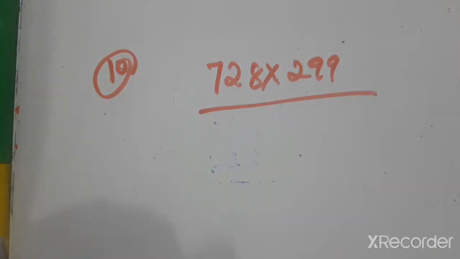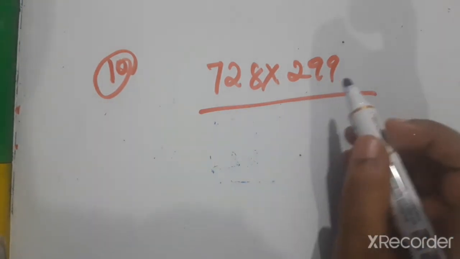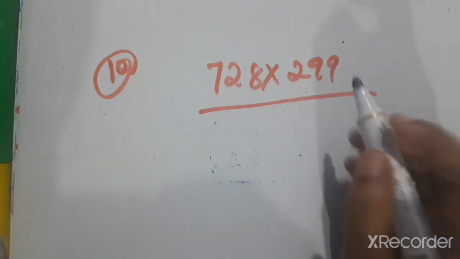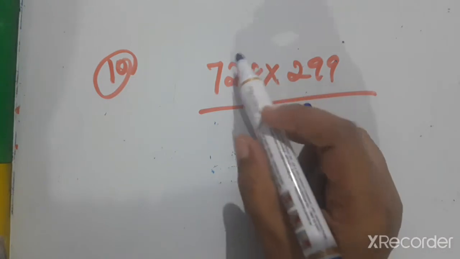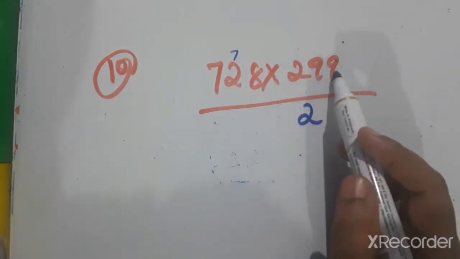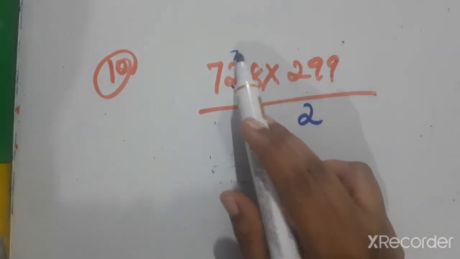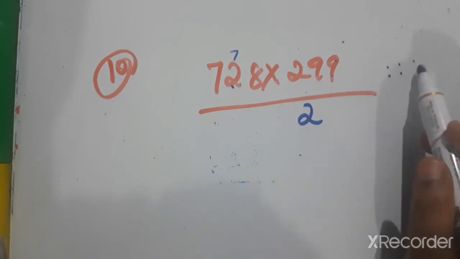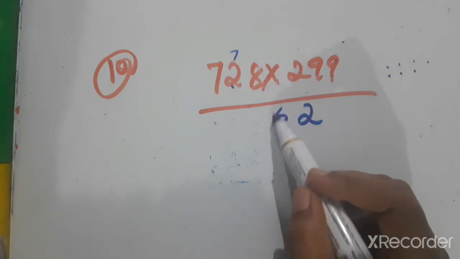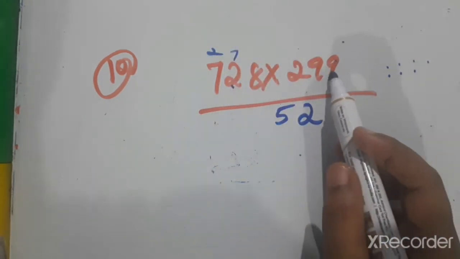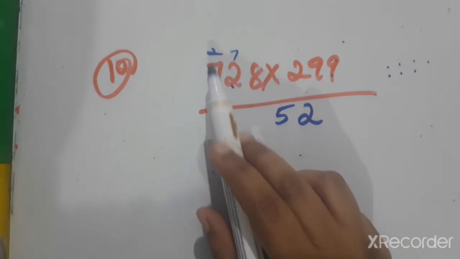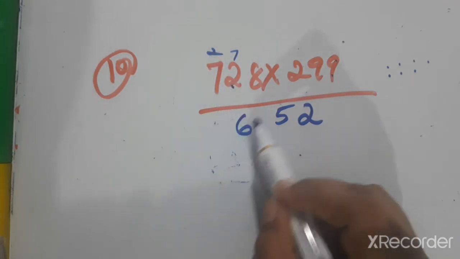Now next question, 728 into 299. 10th question. Now with 9 we have to multiply each number. 9 eights are how much? 9 eights are 72. 72 means 2, 7 carry over to next place. Then 9 twos are 18. 18 plus 7 is 19, 20, 21, 22, 23, 24, 25. So 5 here, carry over to next place. 9 sevens are 63. 63 plus 2 is 64, 65.